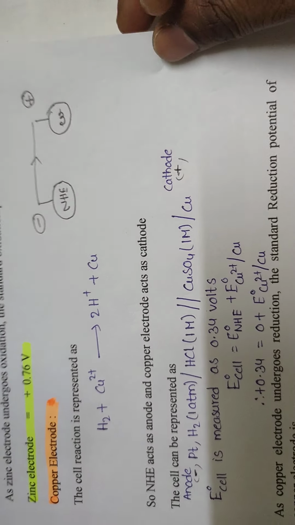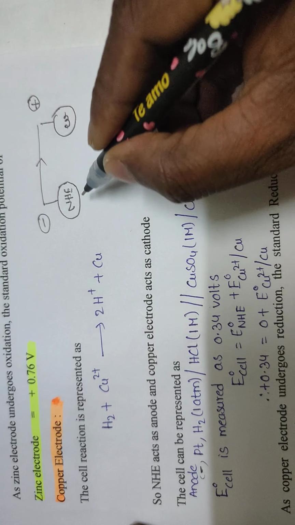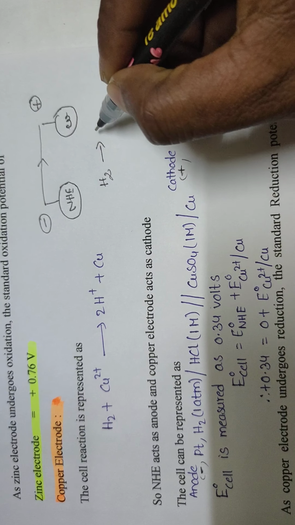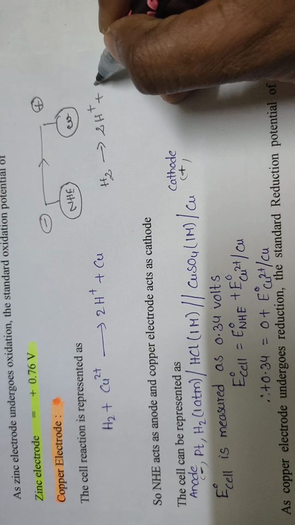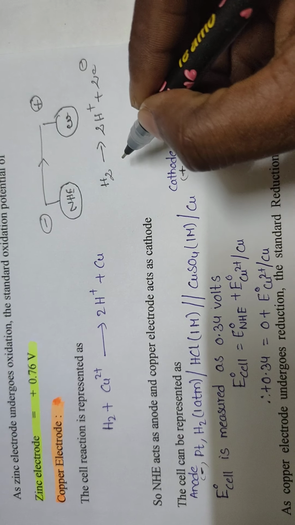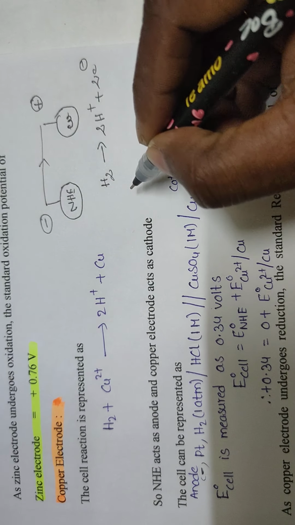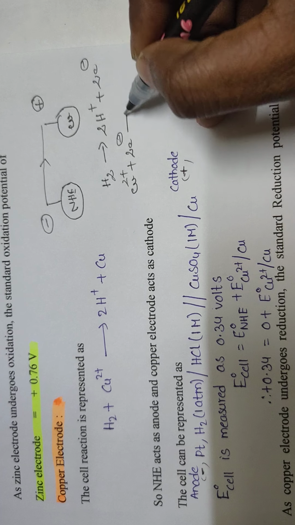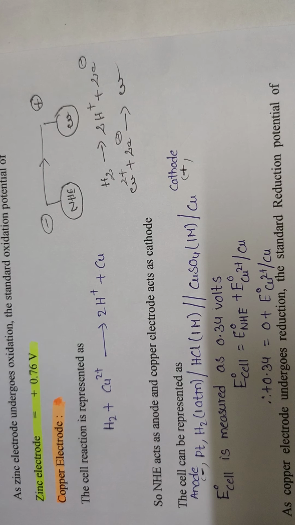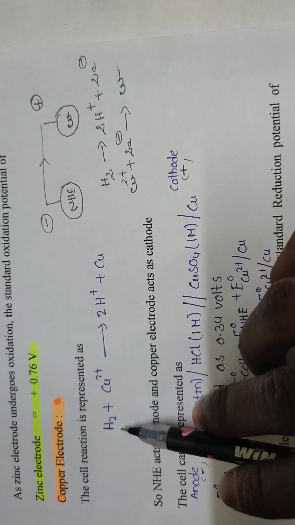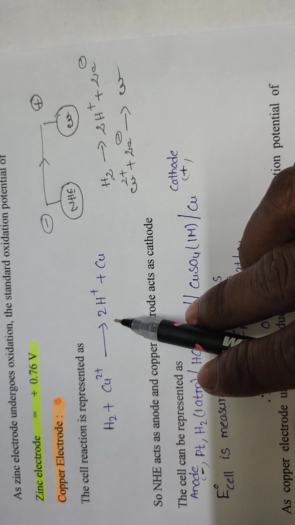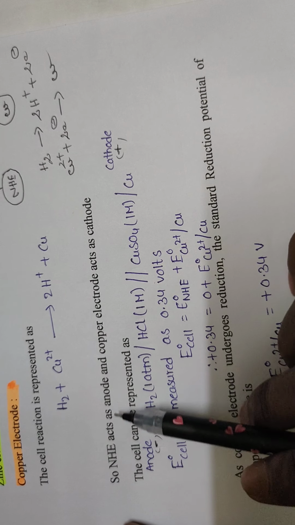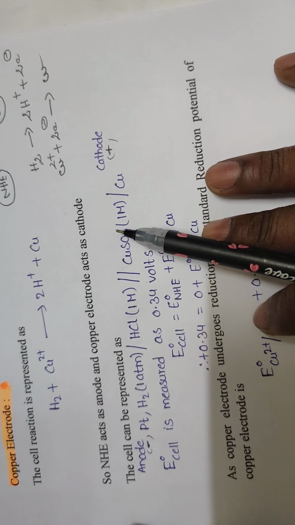So what is the cell reaction here? The normal hydrogen electrode undergoes oxidation, so H2 gives rise to 2H+ plus 2 electrons. It is the oxidation reaction. And then copper undergoes reduction, so Cu2+ plus 2 electrons gives rise to Cu. By combining these two half cell reactions, H2 plus Cu2+ gives rise to 2H+ plus Cu. So the normal hydrogen electrode acts as anode and the copper electrode acts as cathode.